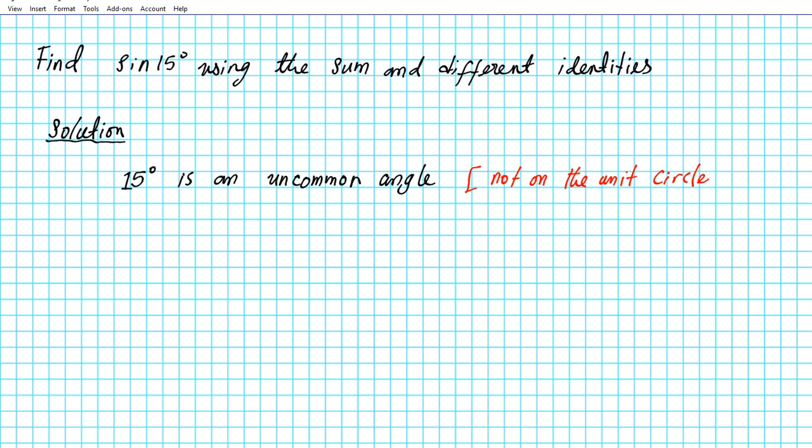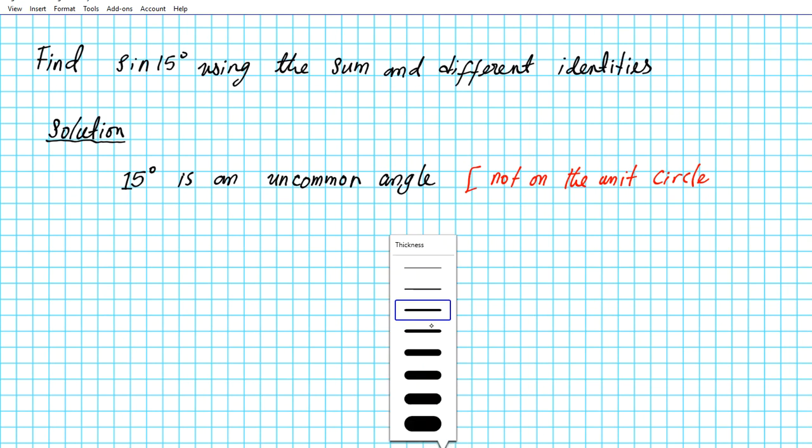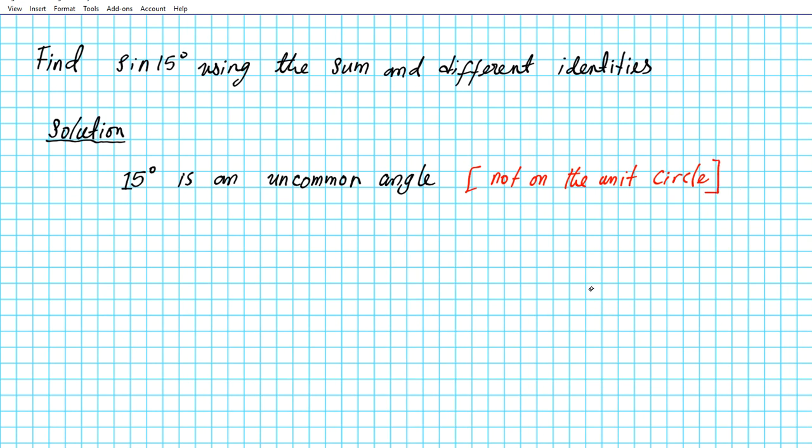This is the beauty of the sum and difference identities. It enables us to find the six trig functions of any angle that can be expressed using the sum or difference of any angles that are common.